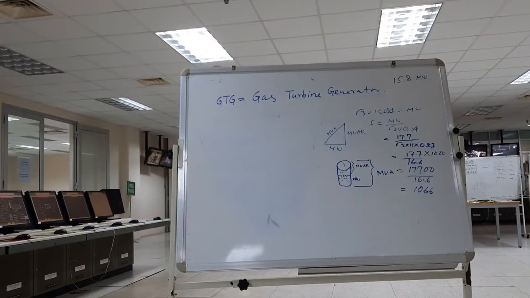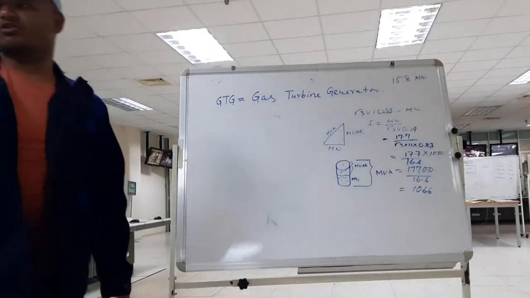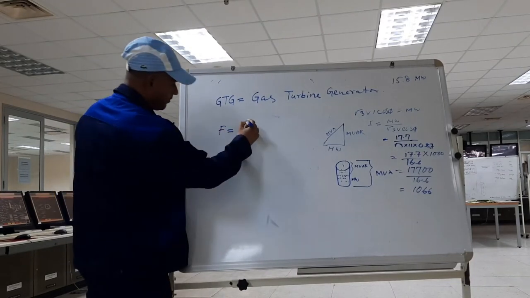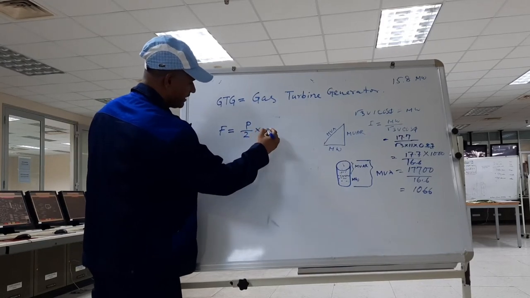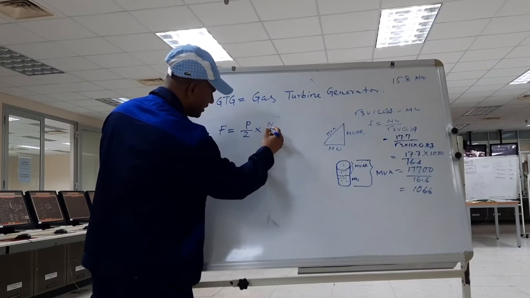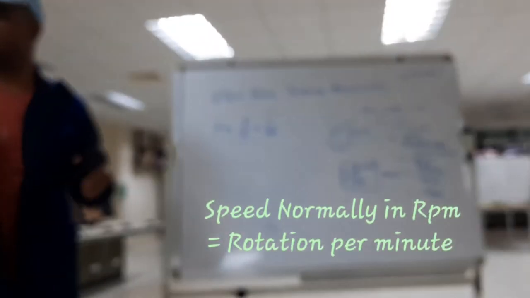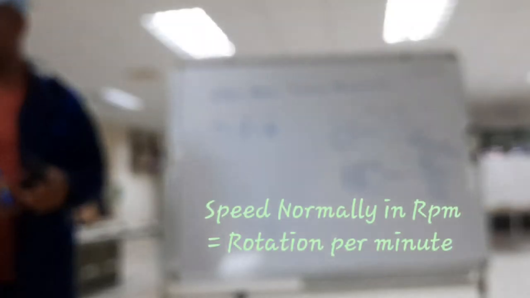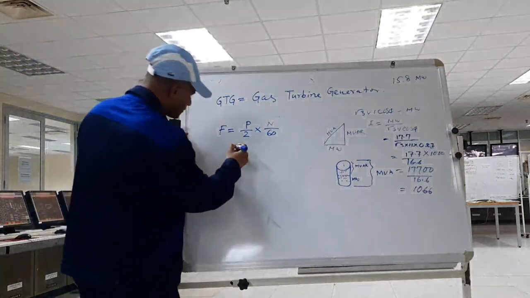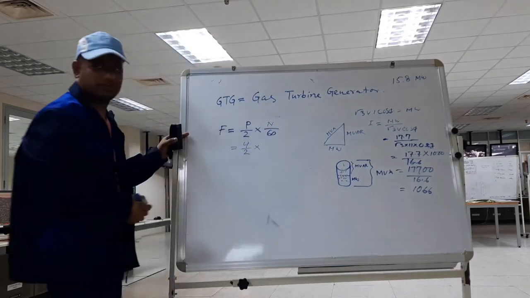Now what remains? Frequency. Frequency you can also calculate easily. Normally a generator has 4 poles. Frequency equals poles divided by 2, multiplied by generator speed divided by 60. Why 60? Because generator speed is rotation per minute, but for frequency we need to calculate rotation per second. So if you divide the generator's per-minute speed by 60, it becomes per second. So normally in the generator, 4 poles: 4 divided by 2, multiplied by generator speed. How much is the generator speed?